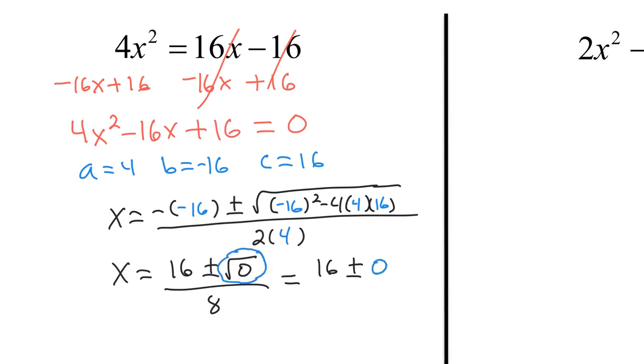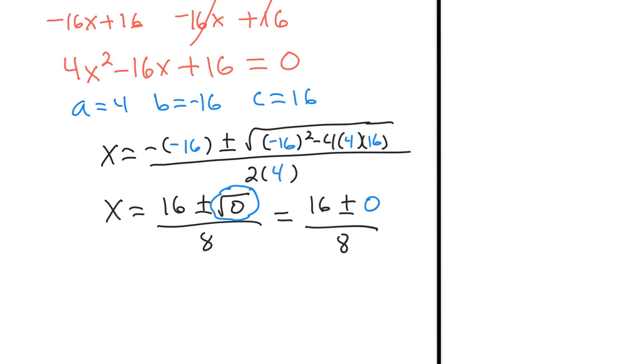I don't have a radical anymore. Everything divided by 8. Since I don't have a radical anymore, I'm going to separate the plus and the minus, and I'm going to simplify my fractions. So x equals 16 minus 0 over 8, everything divided by 8, and 16 plus 0 over 8.